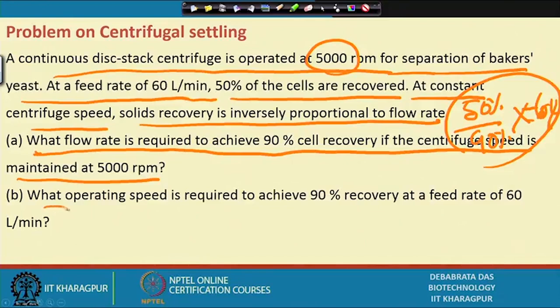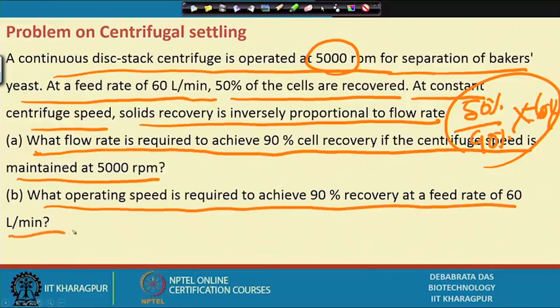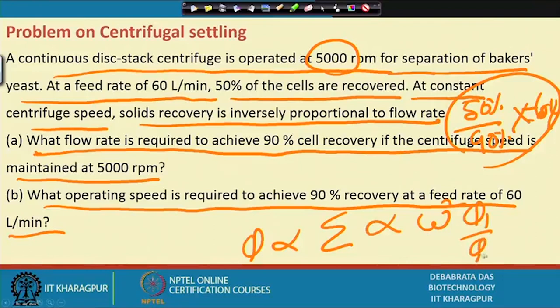Now, the next problem: what operational speed is required to achieve 90% recovery at a feed rate of 60 liters per minute? Here we have seen that sigma is proportional to omega squared, and also proportional to Q. So we can write Q1 by Q2 equal to omega 1 squared by omega 2 squared, am I right? Here we have to find omega 2. We know the speed for 90% separation, and Q1 and Q2 are known, so we can easily find omega 2.